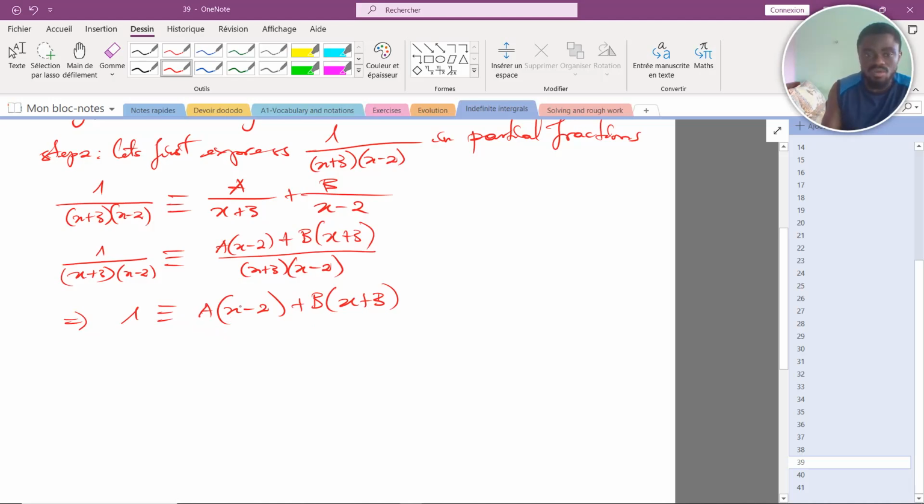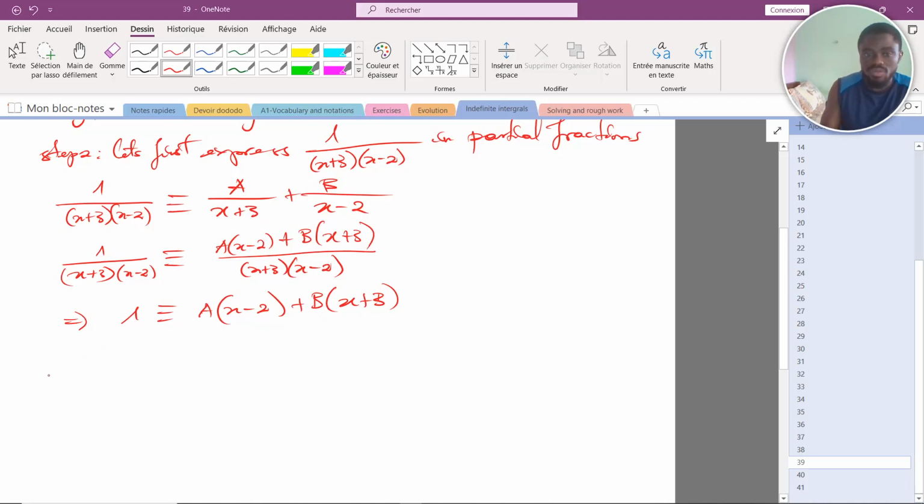If I solve this equals to 0, I have x equals to 2, and when I solve this equals to 0, I have x equals to minus 3. So if I want to find B, the best way to find B will be to eliminate what? A. So to eliminate A, I need to make what? This become equals to 0. So I can take the first condition will be when x equals to, let's say, 2. Yes, 2. This will become 0.